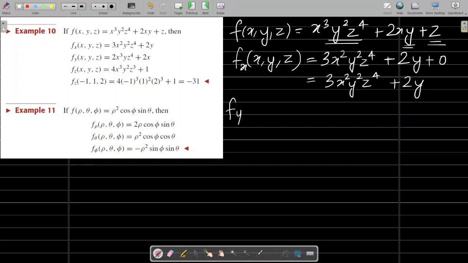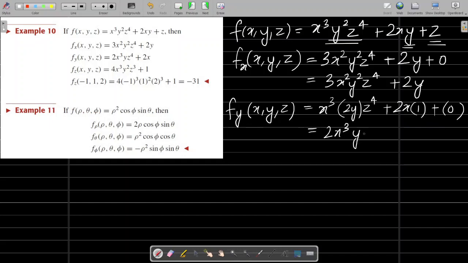Now similarly, when I'm finding fy of x y z, you must understand y is the variable, x and z are constants. So here x cube z raised to 4, both of them are constants. So x cube into dou by dou y of y square is 2y into z raised to 4, plus here again y is the variable, x is a constant. So 2x into dou by dou y of y is 1, plus z again is a constant, so dou by dou y of z is 0. So the answer comes out to be 2x cube y z raised to 4 plus 2x.